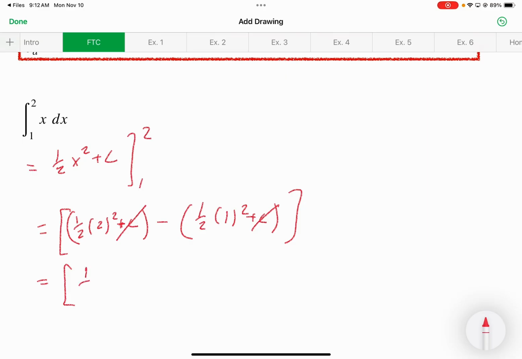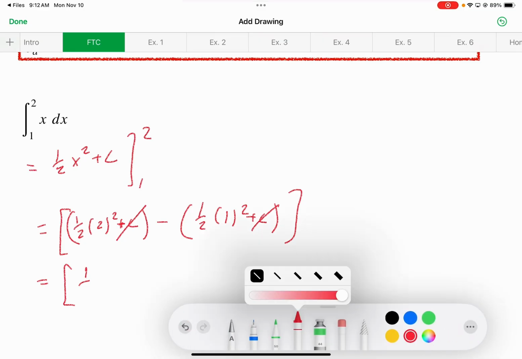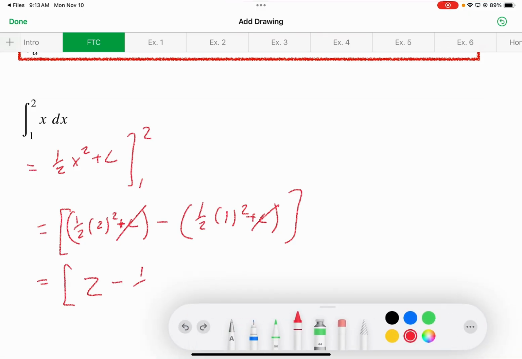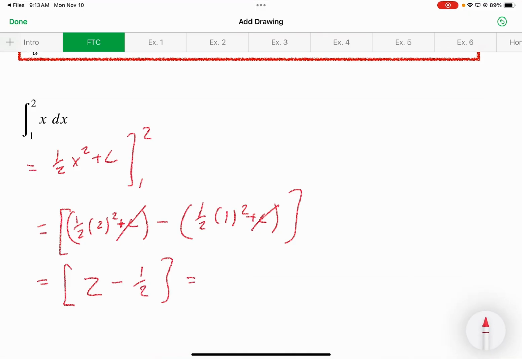So instead, I just get, okay, so let's see, 4/2, which is 2, minus 1/2. So then I end up with 3/2 as my area under the curve. Other ways we have found the value of this integral is we have drawn a picture.